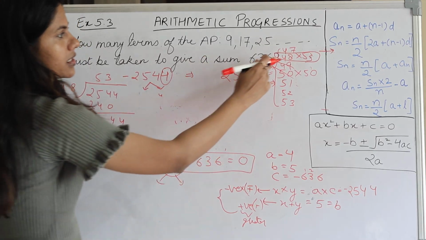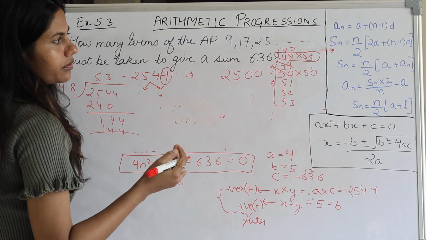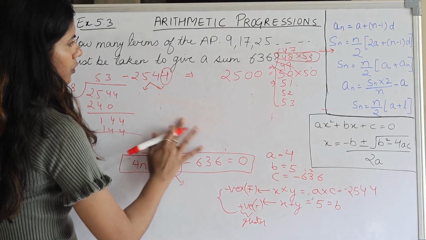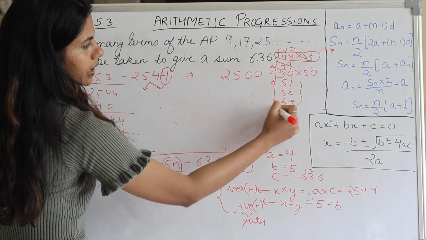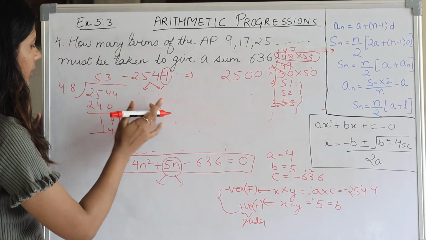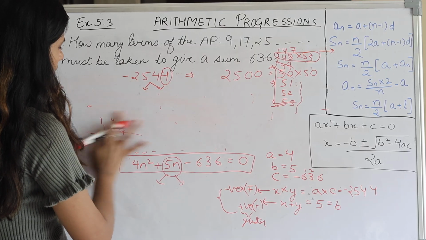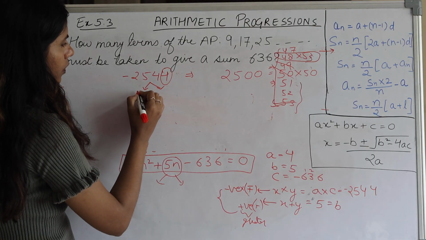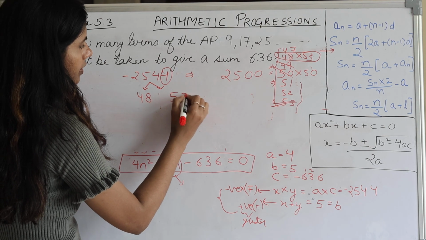And what is the difference of them? Let's see. 48, 49, 50, 51, 52, 53. It is 5. So there is no need to find all these now, because this would be the one, and this we can eliminate. So we got one as 48 and one as 53.